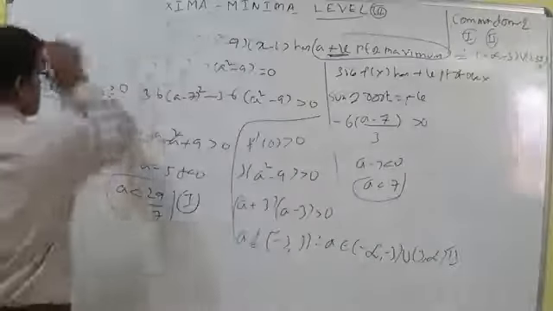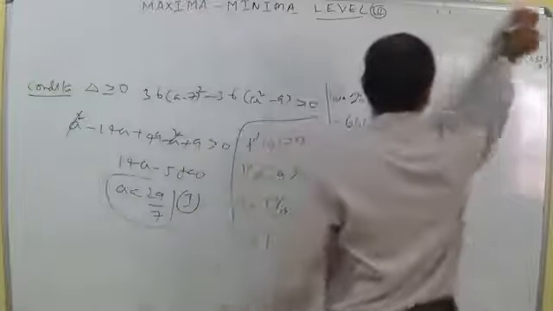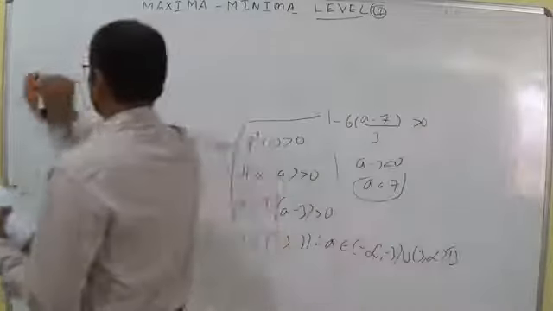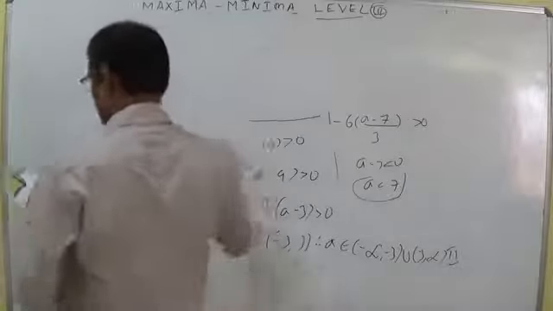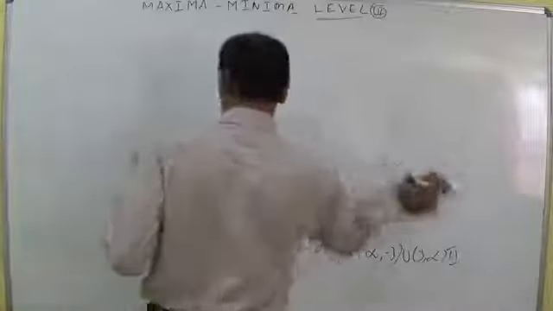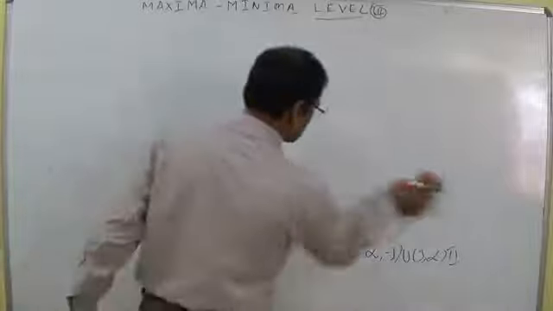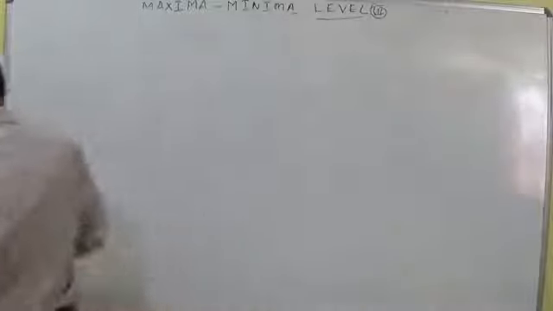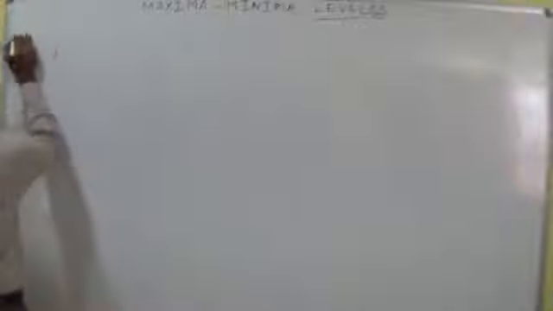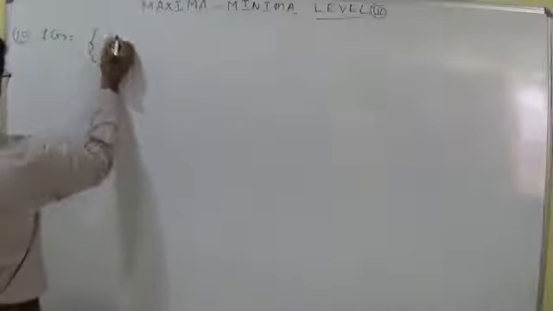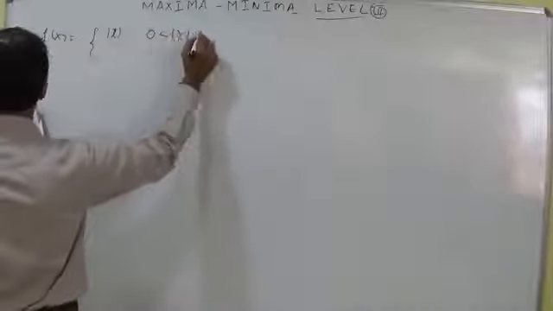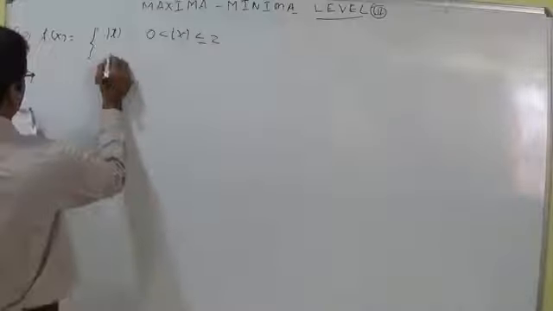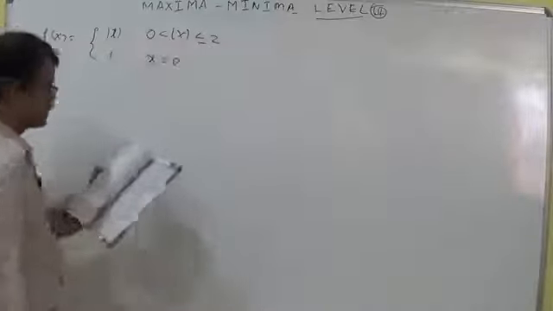Next, let us discuss the 10th question. The 10th question is also a different question. f of x is equal to mod x. He has given the condition 0 less than mod x less than or equal to 2. And 1 is given as x is equal to 0.